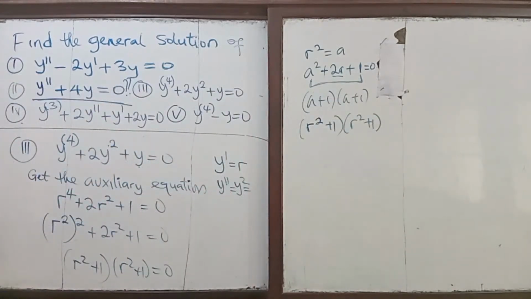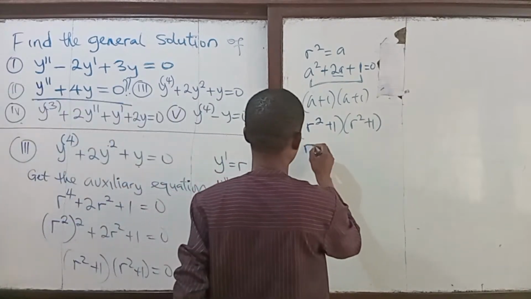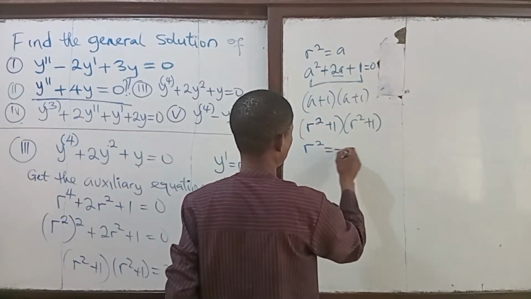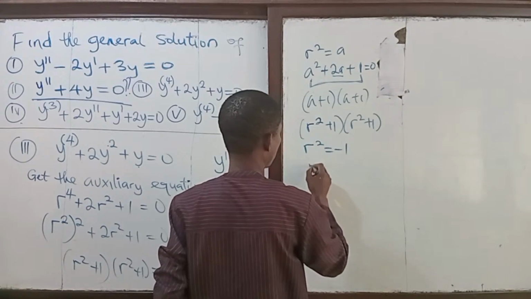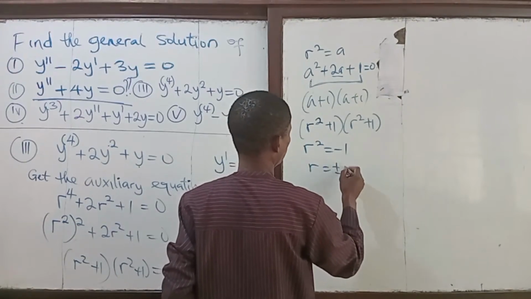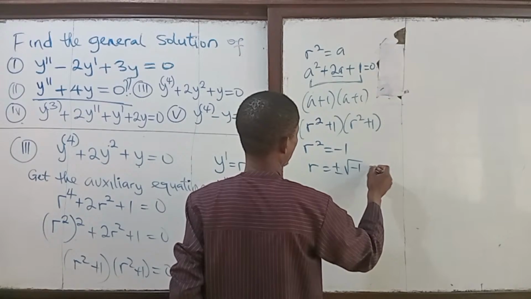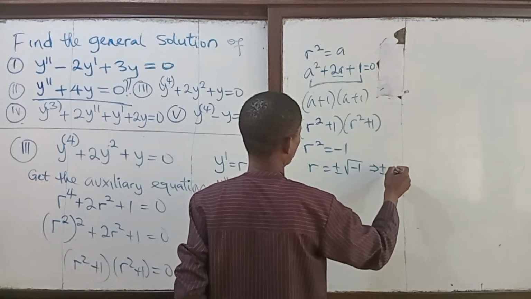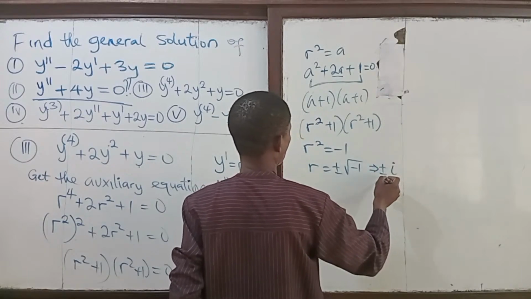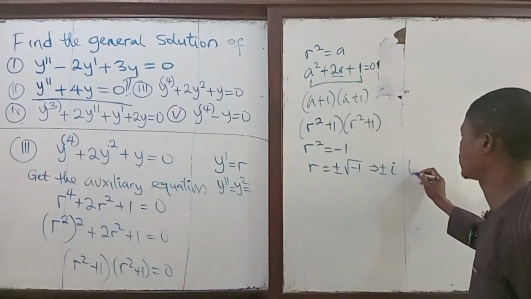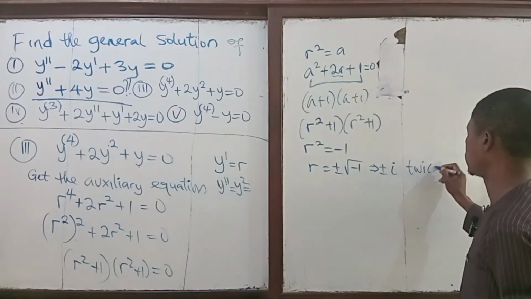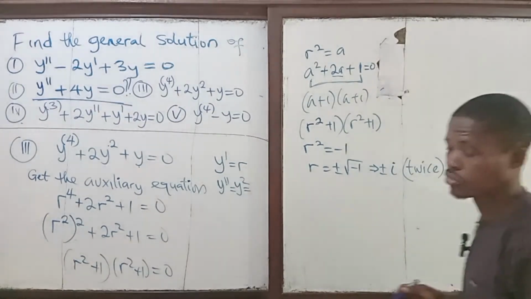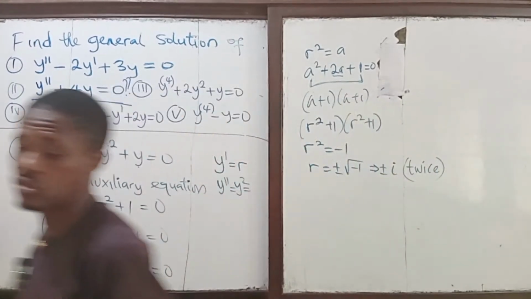Then the next thing to do now is to begin to equate them to 0. So that will be r squared equals minus 1. And that will be r equal to plus or minus square root of minus 1, and that's equal to plus or minus i. Okay, and this will be twice. This is a repeated root.